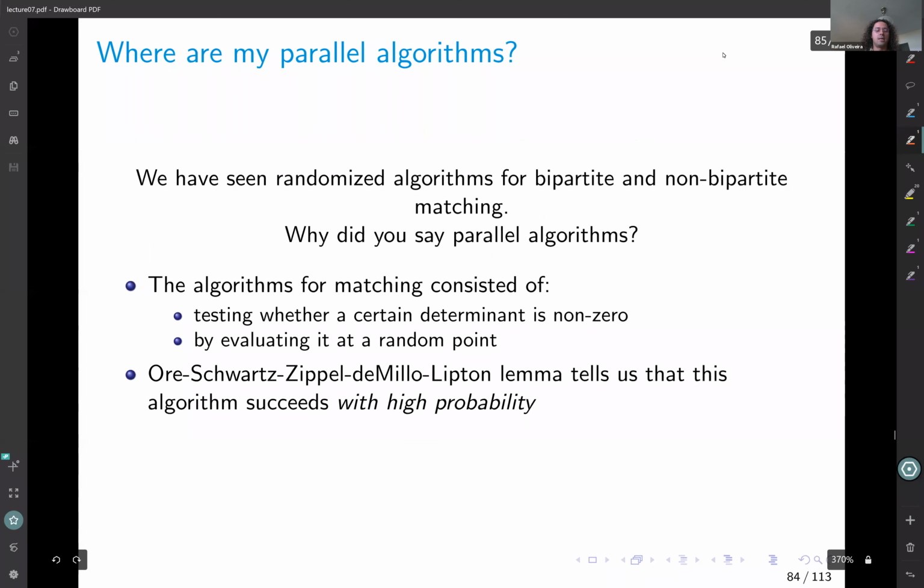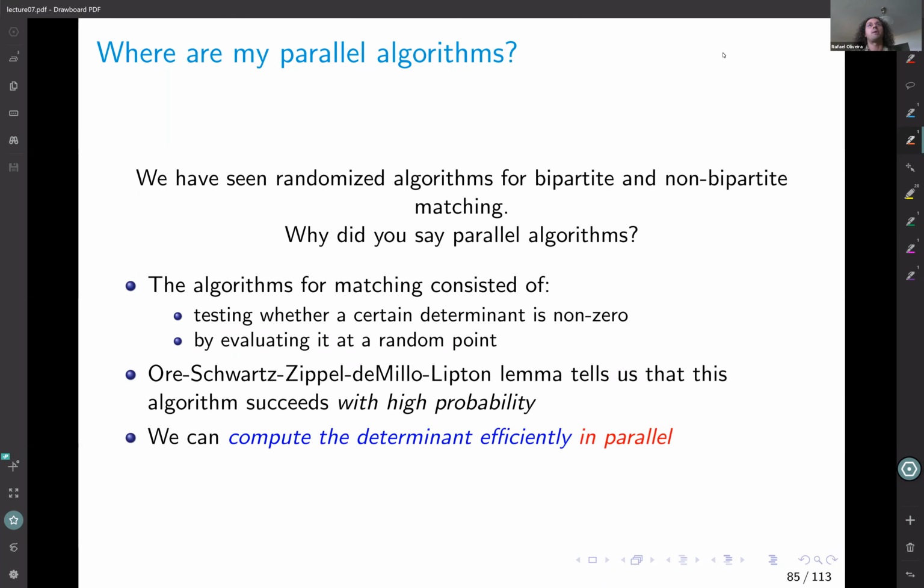Well, first of all, the Schwartz-Zippel lemma that we learned tells us that this algorithm will succeed with high probability, so correctness is okay. But what about parallel running time? It turns out that we can compute the determinant efficiently in parallel. If you want a final project, this is a great final project: computing the determinant efficiently in parallel, which we're not going to see in class, but is a perfectly awesome topic to figure out.